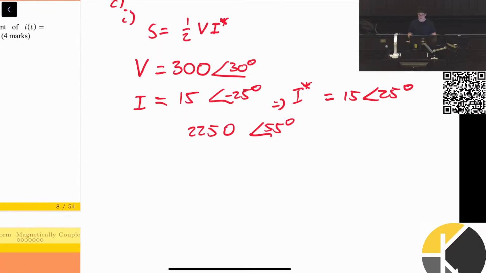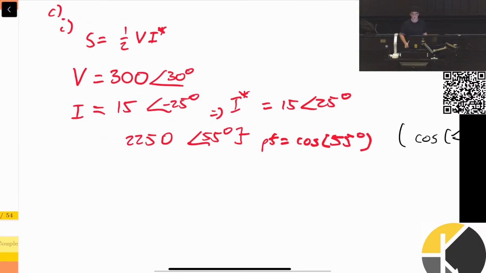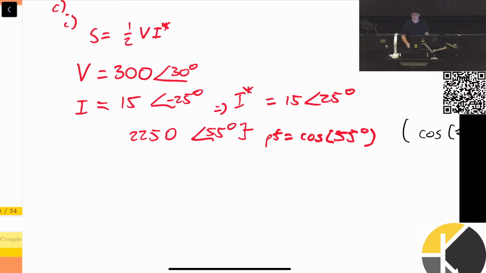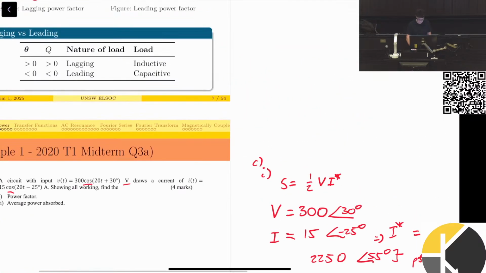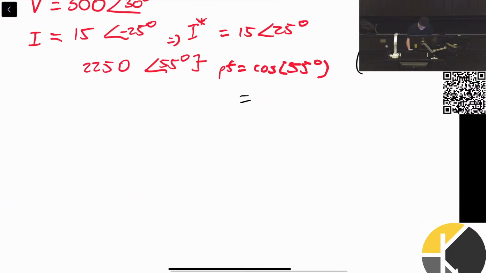Now that we've got our angle, it's very easy for us to figure out our power factor. It's just the cosine of this. So our power factor is the cosine of the angle of S. You can write that more generally. Now, I'm going to ask you guys a question. Do we know if this is a leading or a lagging power factor? It is a lagging power factor, and you can tell very easily based on this nice little thing we've given you.